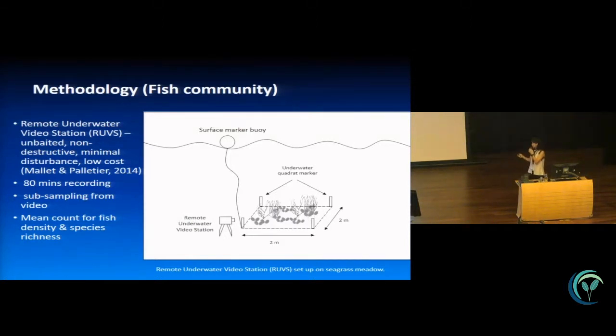However, this will take about 80 minutes of video around the quadrat here. After we retrieve it, we do subsampling from the video, and also we do the mean count for the fish density and the species richness.